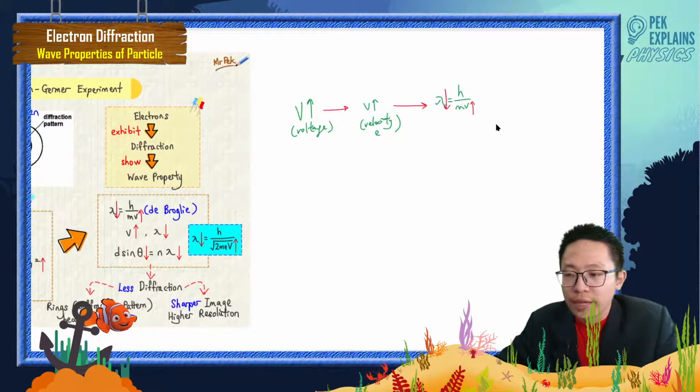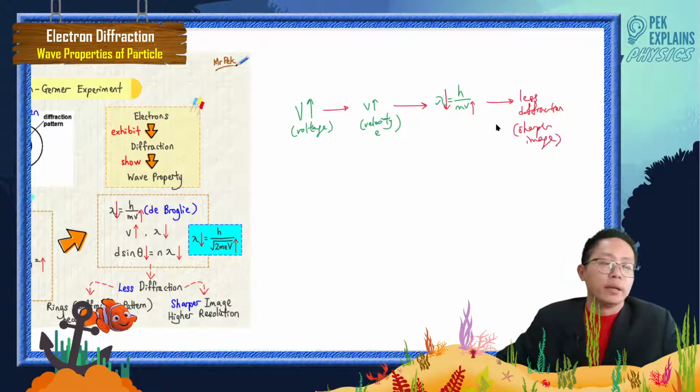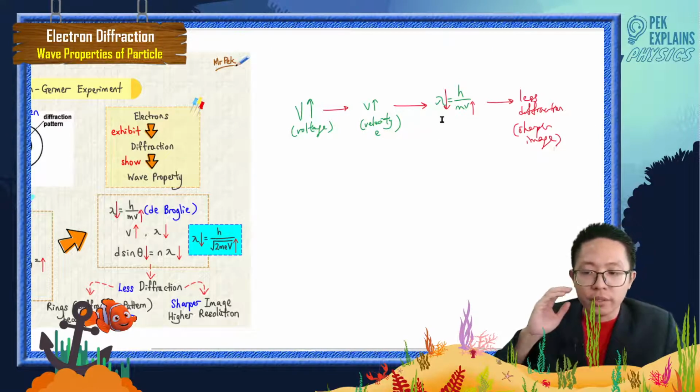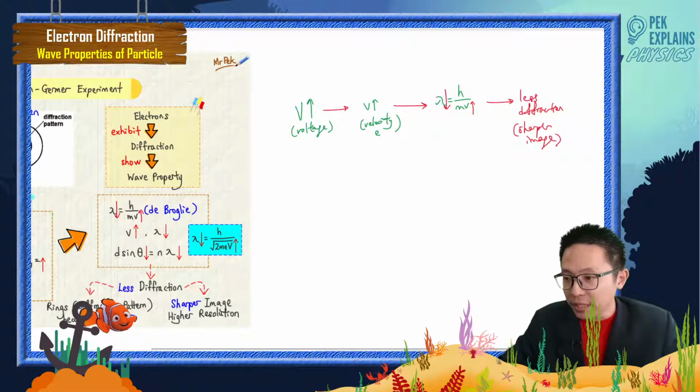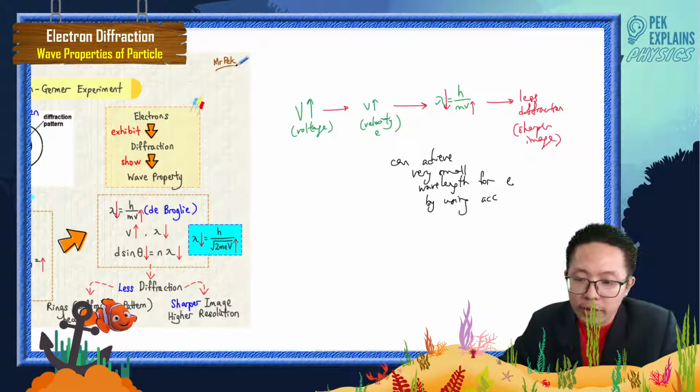Small wavelength means less diffraction, and you get a sharper image. So you can achieve a very small wavelength for electrons by using an accelerating chamber.